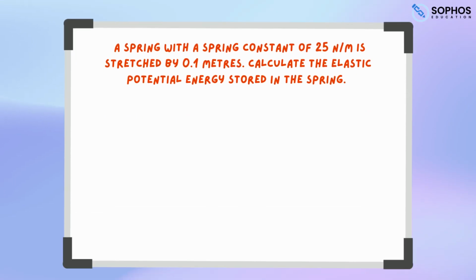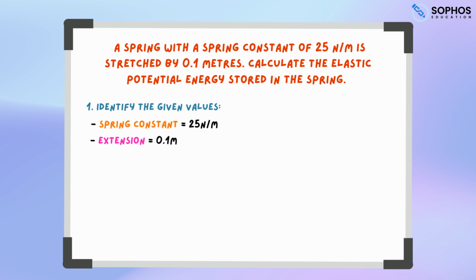With this established, let's apply what we've learned to a few specific problems to consolidate our new knowledge. Problem 1. A spring with a spring constant of 25 N/m is stretched by 0.1 meters. Calculate the elastic potential energy stored in the spring. First, we identify the values. The spring constant equals 25 N/m and extension equals 0.1 meters.